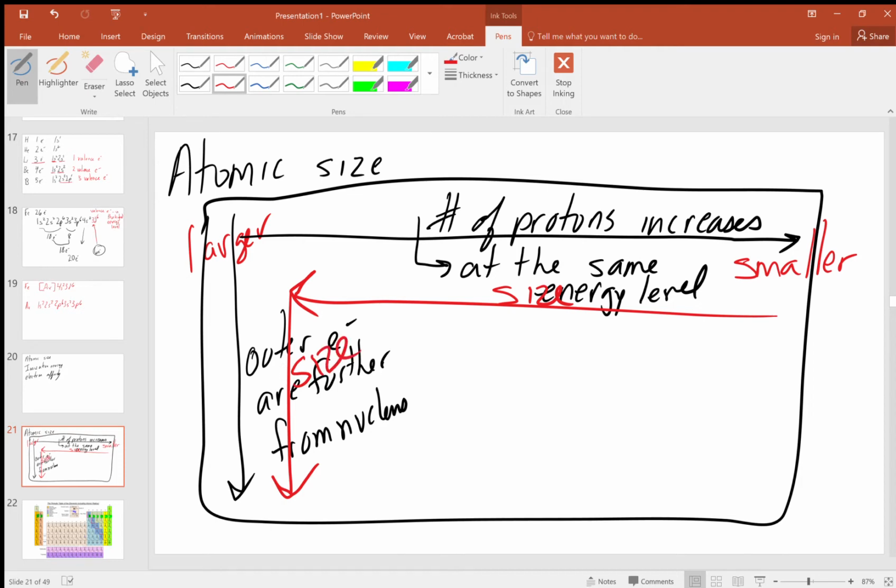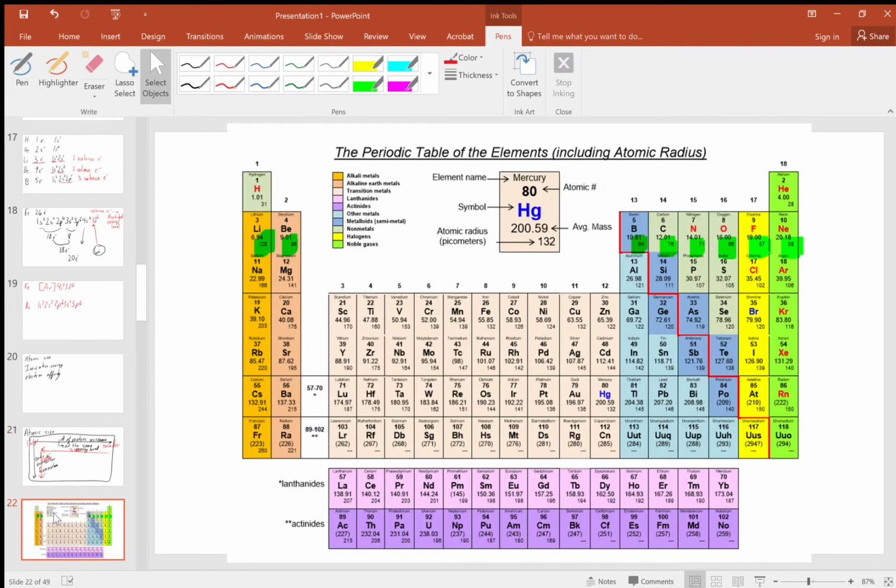So where do we find our largest elements? Well, in general, they're going to be down at the bottom left. And specifically, if you look at all of the radii that we have listed here, where do we find the one with the largest radius? Right at the bottom left, and that being francium.